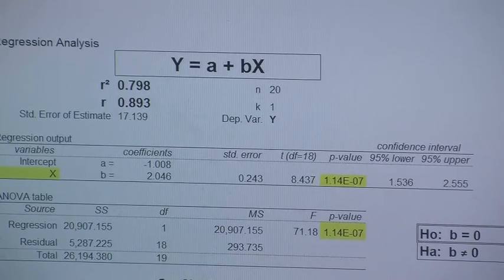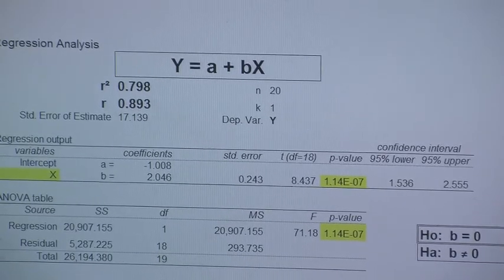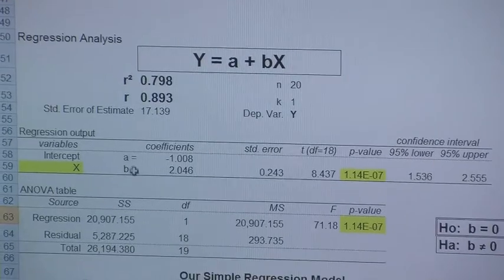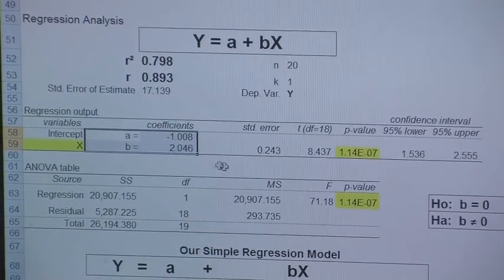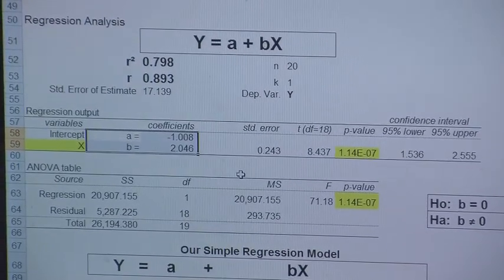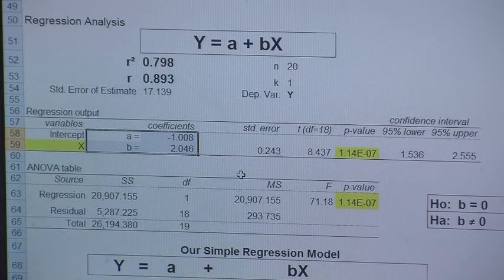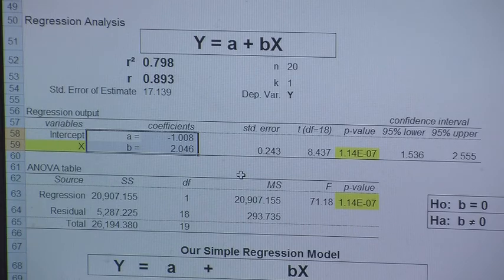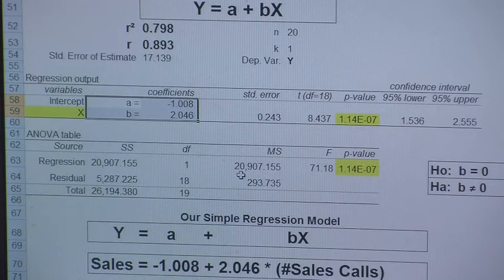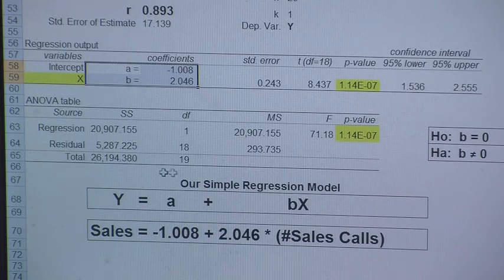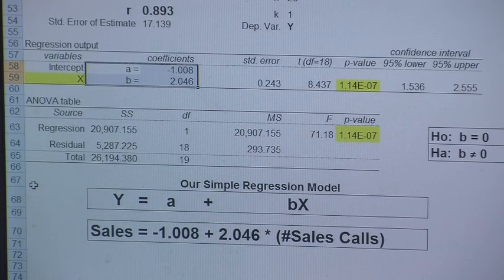Our parameter estimates for A and our parameter estimates for B, we extract those from this portion of the regression output. And our prediction for A is minus 1.008. Our prediction for B is 2.046. So hopefully, without confusing you too much, that gives you your initial foray into simple regression. Thanks.